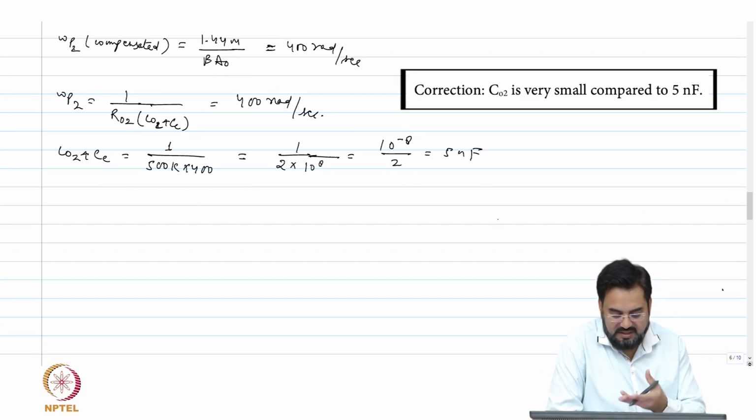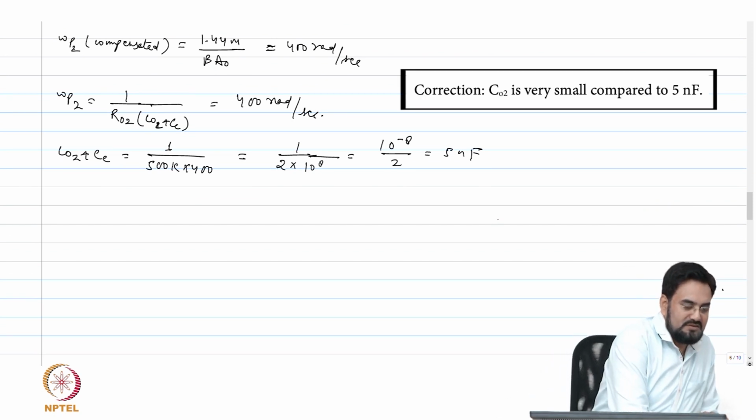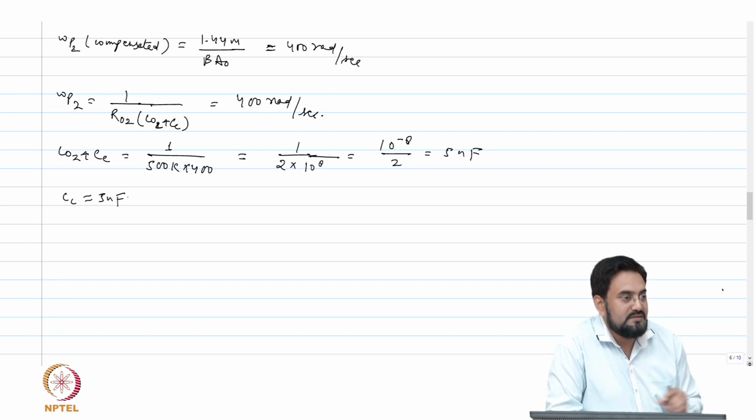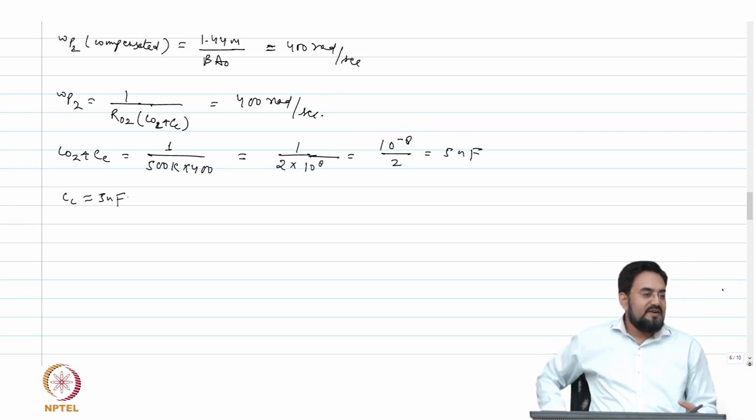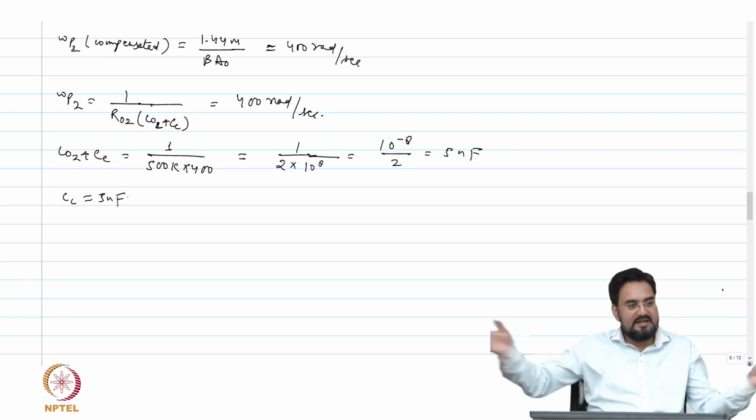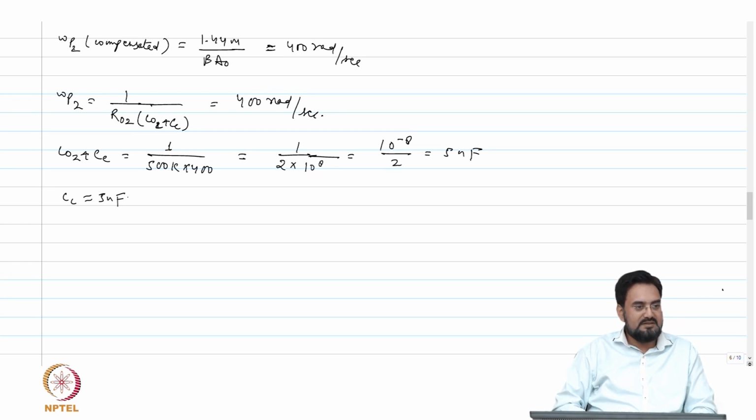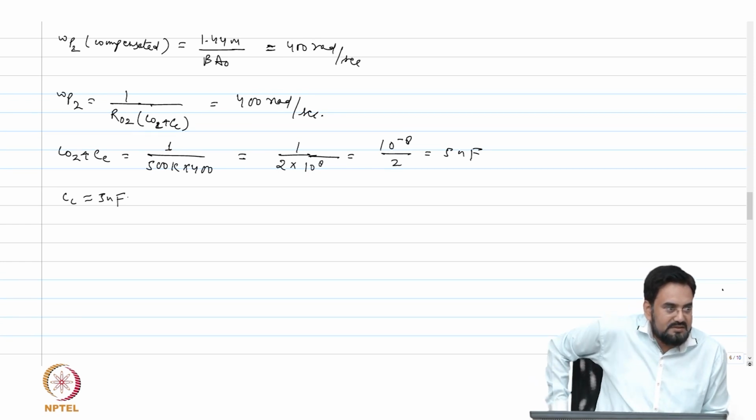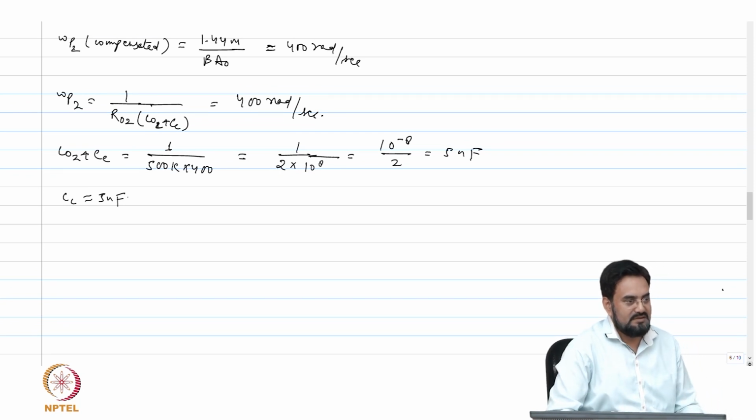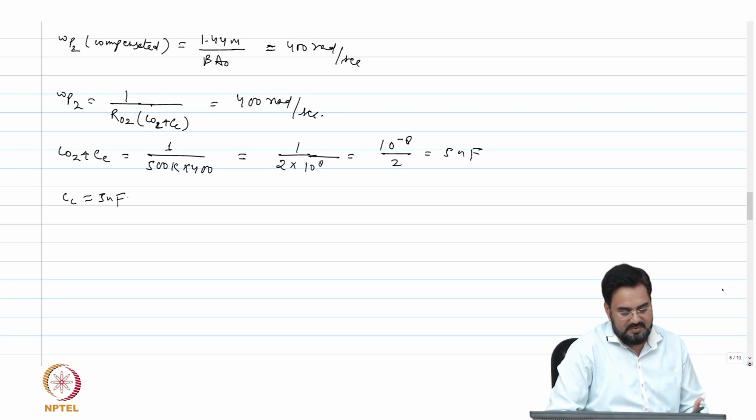Again CO2 is very small compared to nanofarad, so we can ignore it. So CC is approximately 5 nanofarad, which is a very large cap again. I mean, it's almost impossible to put on chip. You can put it, but then all the area will be occupied by your capacitor compared to your circuit area. Okay, 90% of the area will be taken by your capacitor, which is not preferable.